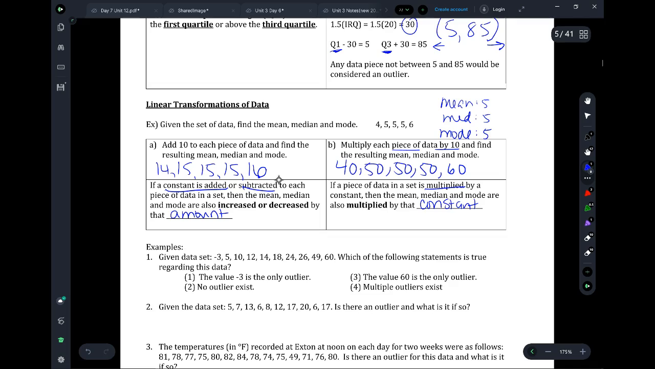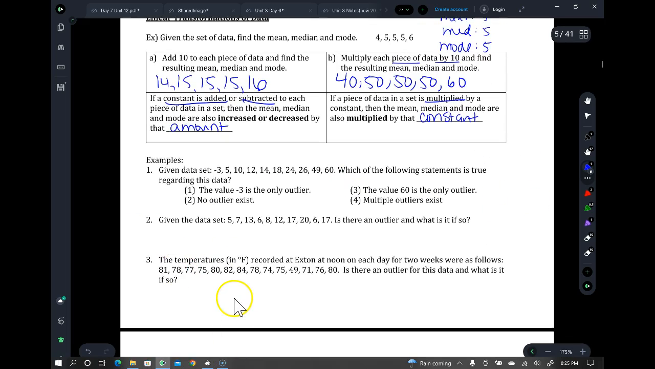So if somebody manipulates a set of data after the fact by adding something onto all the digits or multiplying by something, then you don't have to recalculate anything. You can literally just either multiply or add onto the mean, the median, or the mode.